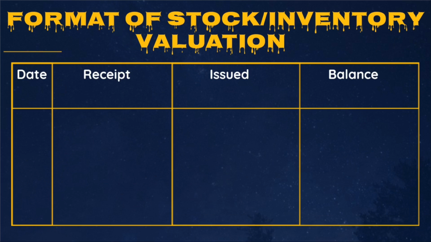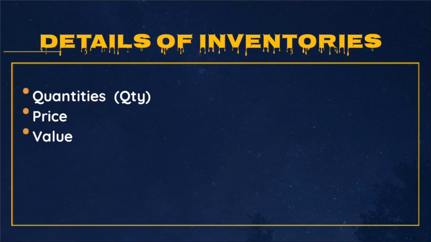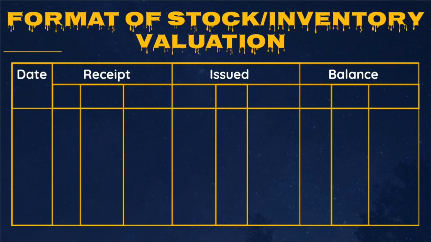For the receipt, issued, and balance, we are going to have 3 columns for each of them, where details of the inventories will be recorded. And what are those details? This includes the quantity, that is how many inventories are received, at what price those inventories were purchased, that is the price per unit, and the value, that is the total amount of the inventory. So the receipt will be divided into 3, where those details will be taken. The issue side and the balance side will also be divided into 3.